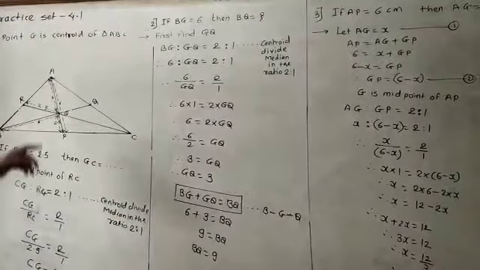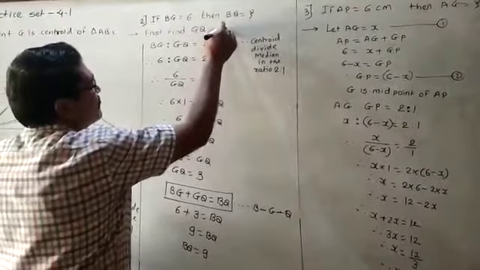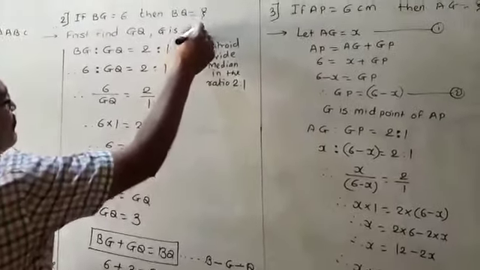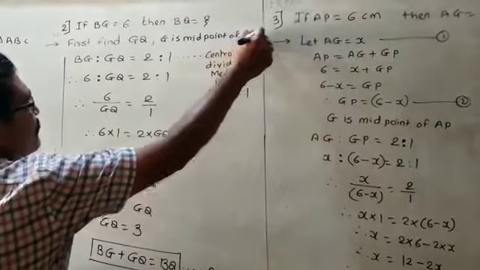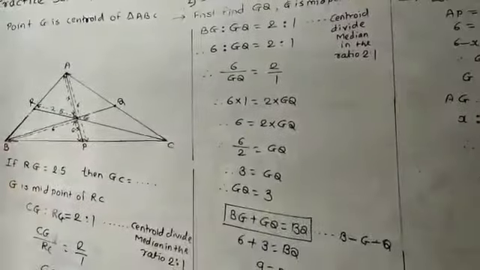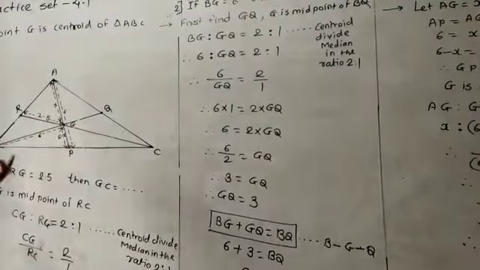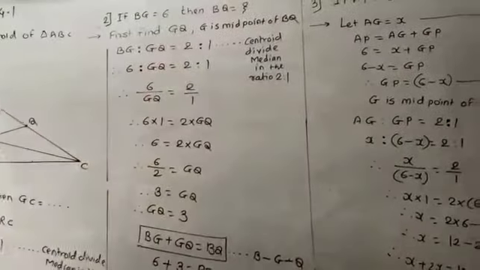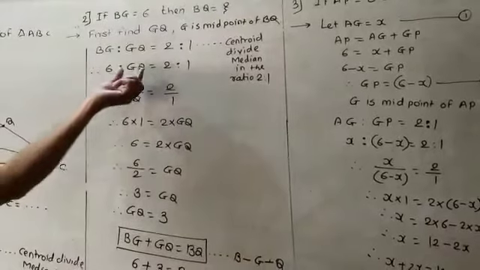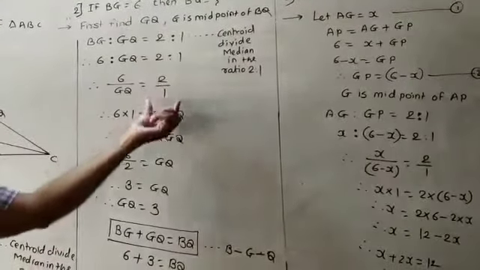So I will say that G is the midpoint of BQ. So G divides BQ in the ratio 2:1. So BG is to GQ is equal to 2:1. BG is 6, so 6 upon GQ is equal to 2 upon 1.